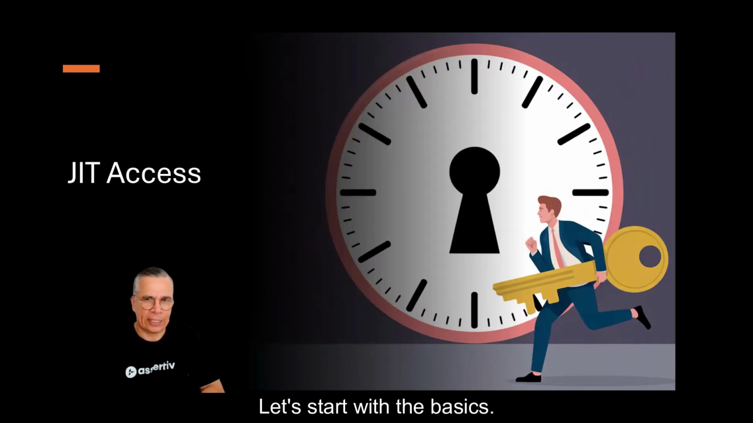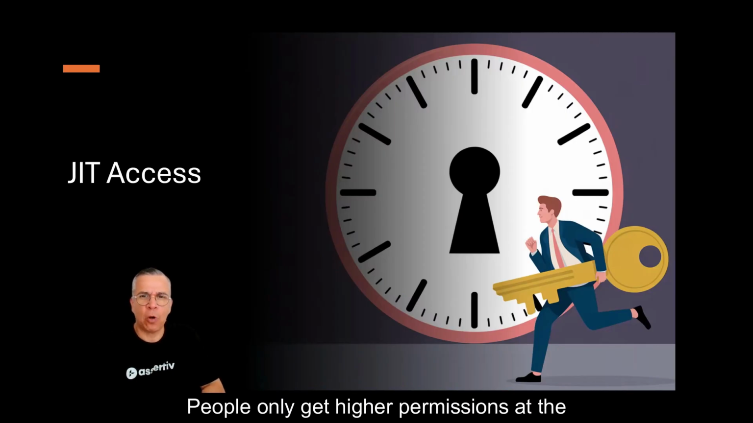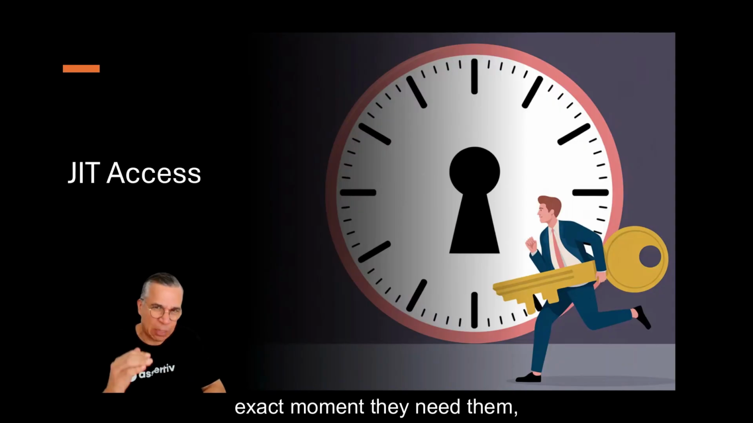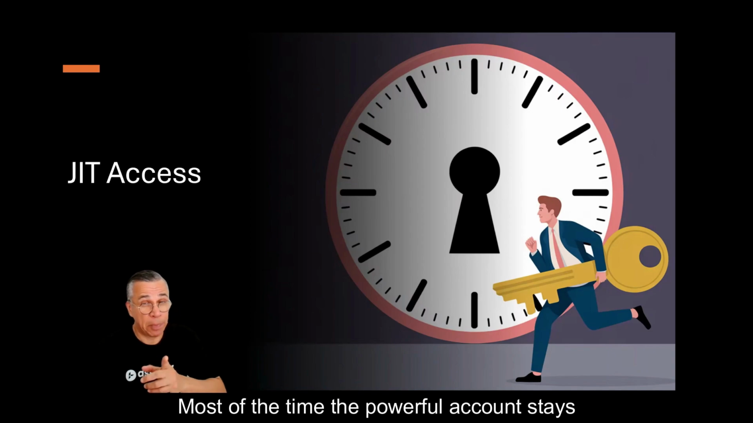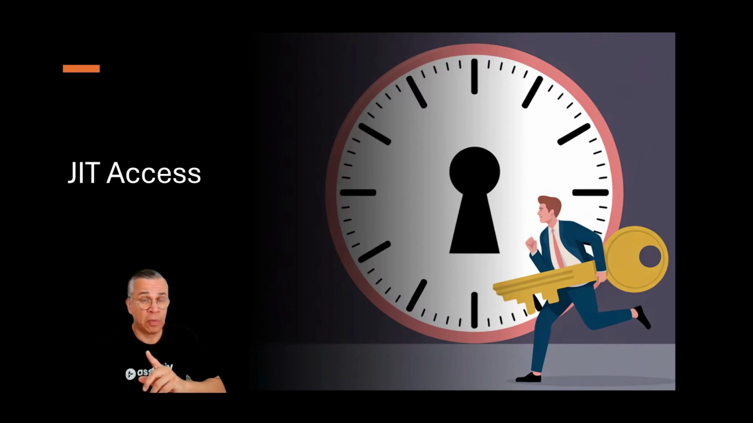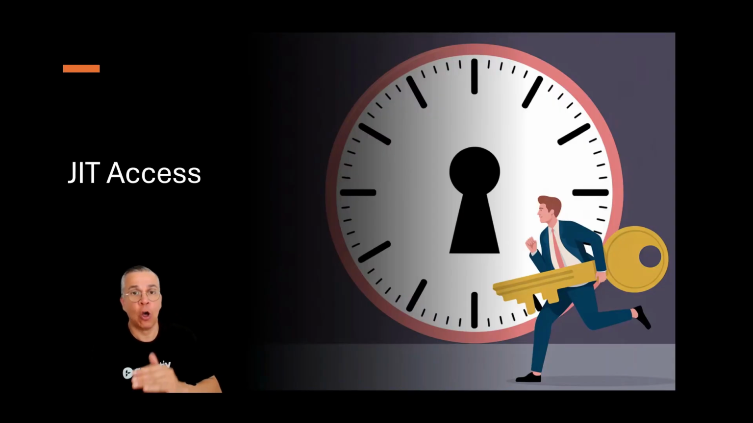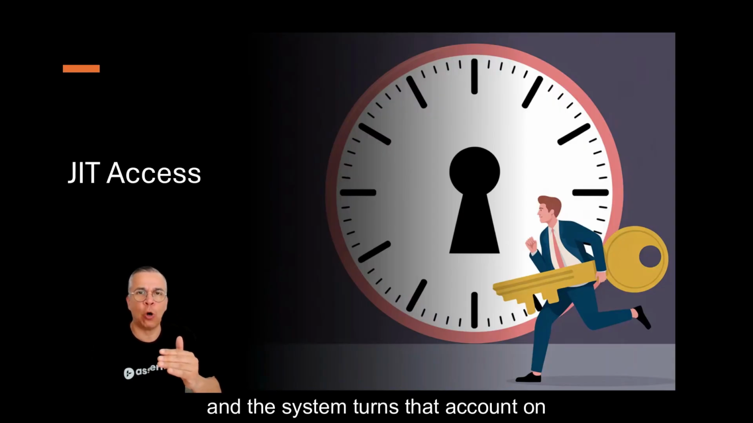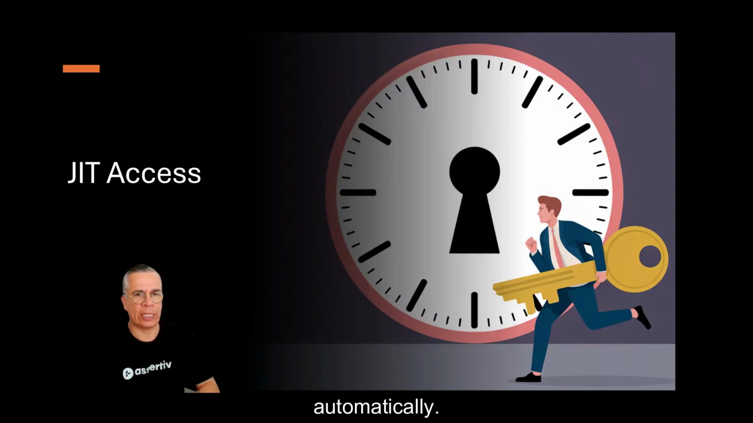Let's start with the basics. What is just-in-time access? Just-in-time access is a very simple idea. People only get higher permissions at the exact moment they need them, and only for a short period of time. Most of the time, the powerful account stays switched off. When someone needs to do an admin task, they ask for access, confirm who they are, and the system turns that account on briefly. When the time runs out, it shuts off automatically.